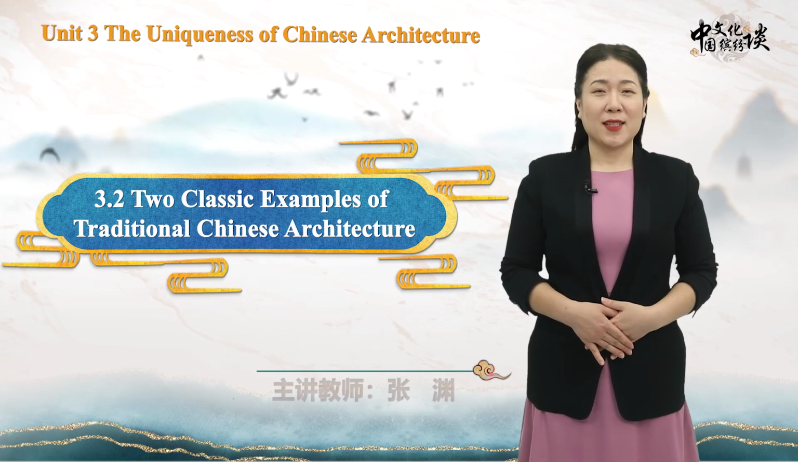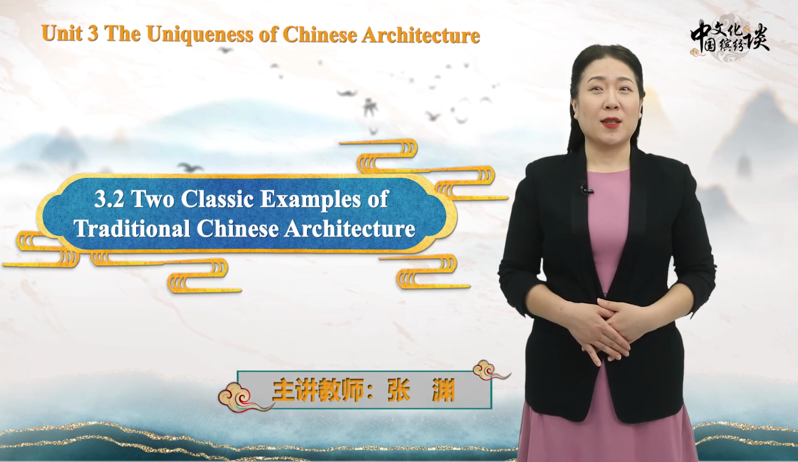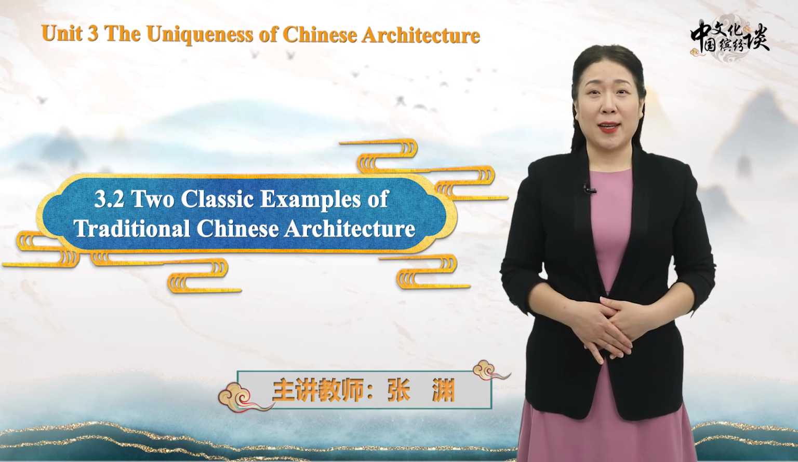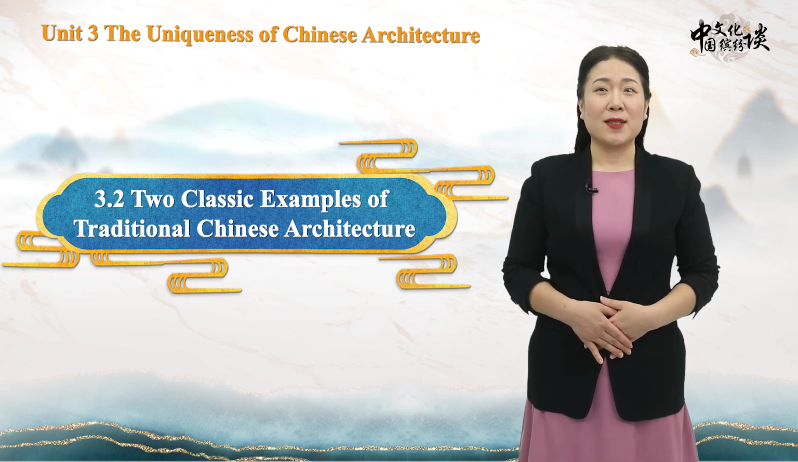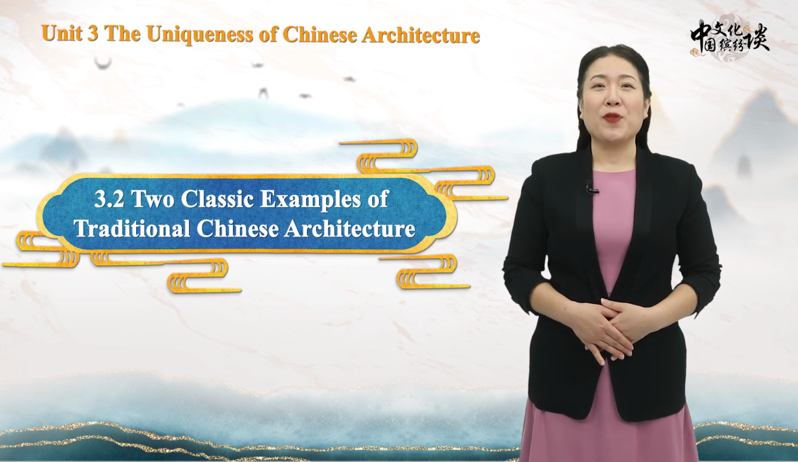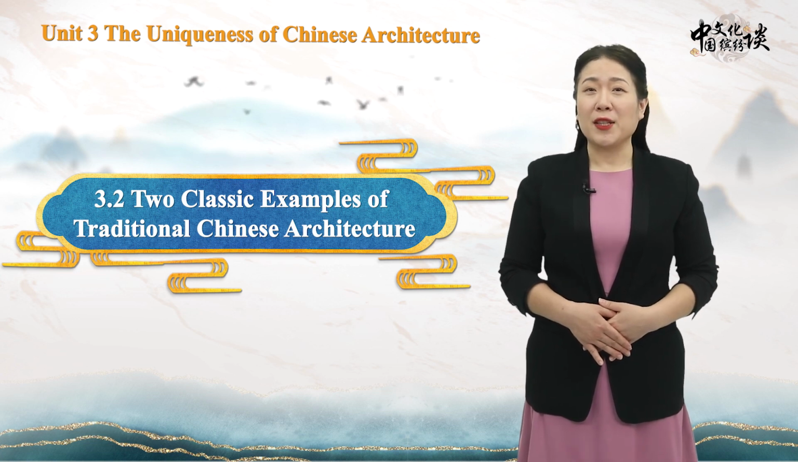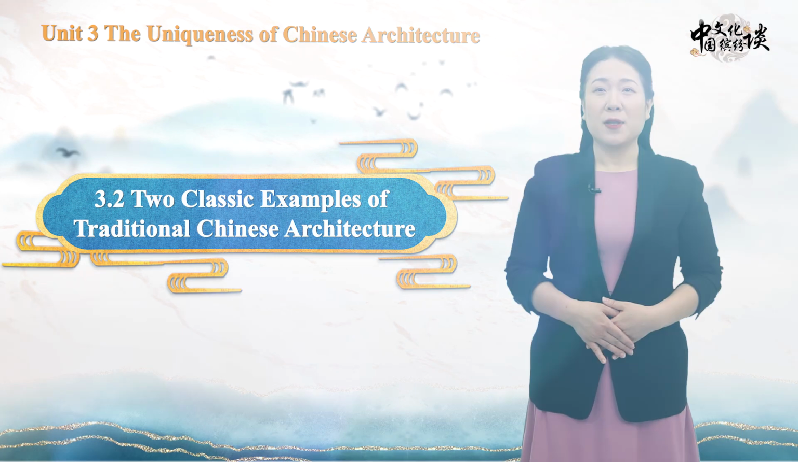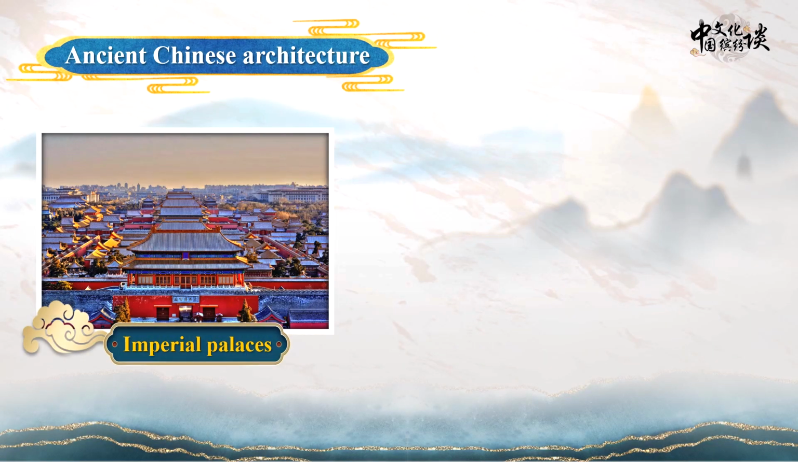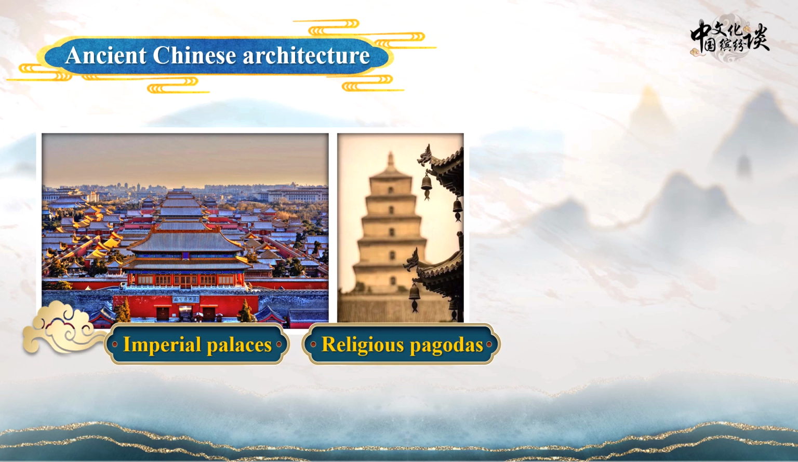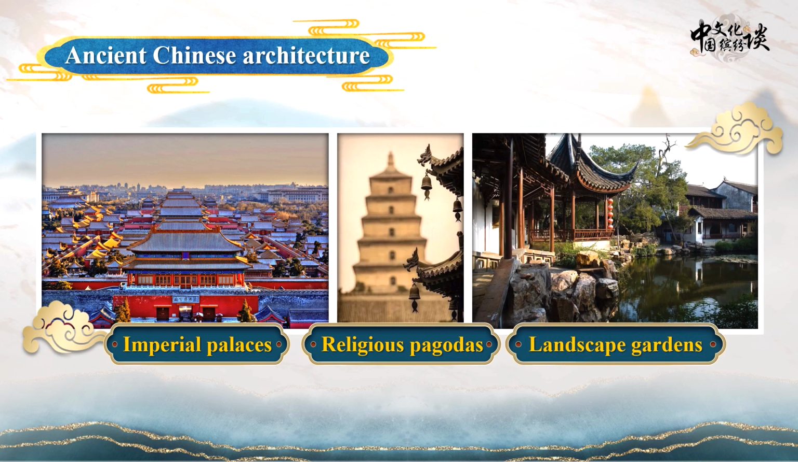Ancient Chinese architecture wonderfully displays the long history and deep culture of China. It varies by region, ethnicity, religion, and period of history. Over 3,000 years, varied Chinese architecture has developed, ranging from magnificent imperial palaces, religious pagodas, and beautiful landscape gardens.